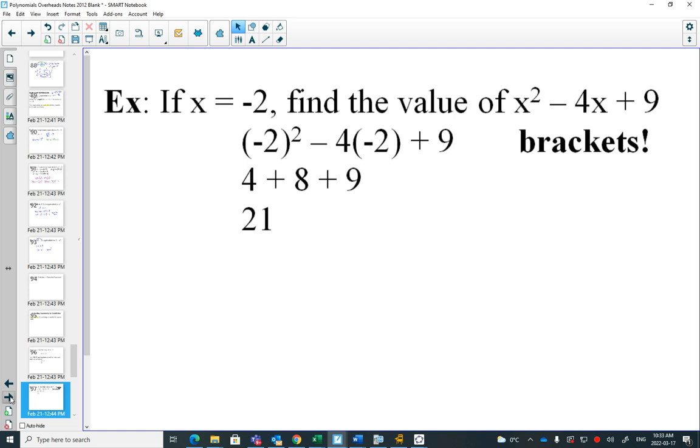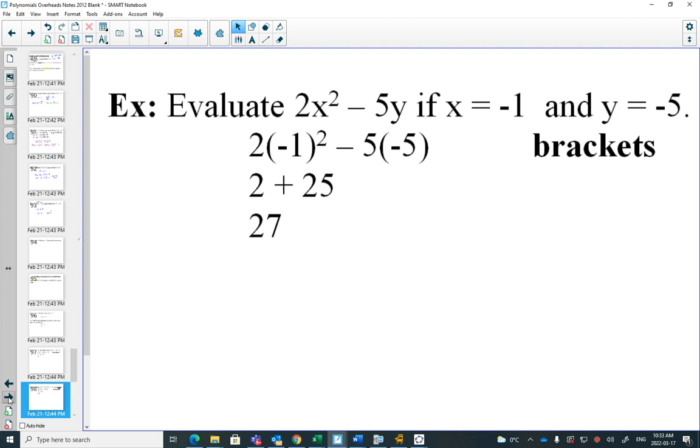So you get the idea that wherever there was x's in this one, you're going to substitute a negative 1 and you put it in brackets. This one also has a y, and it tells us that y is equal to negative 5. So wherever there was a y, we substitute in a negative 5. Once it's substituted in, then you're back to regular: what's negative 1 times negative 1? Positive 1. Positive 1 times 2, 2. Negative 5 times negative 5, positive 25. Add them together, and you get 27.